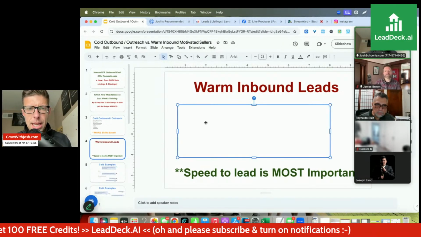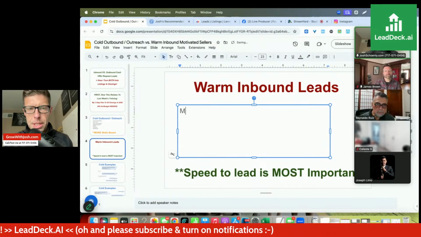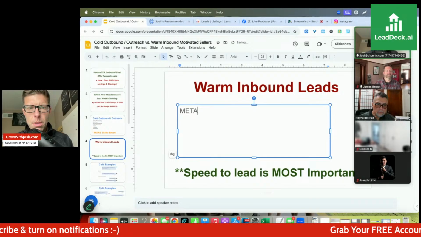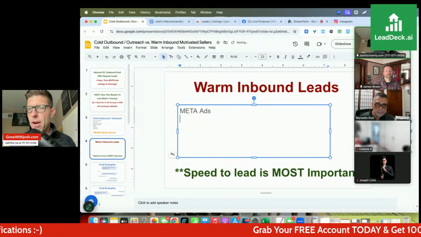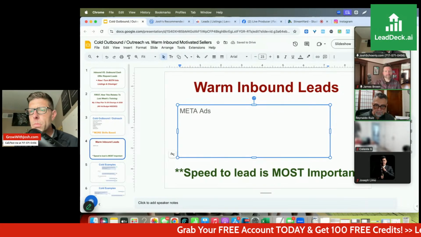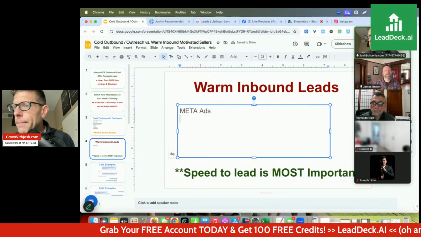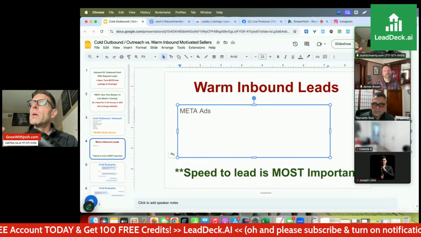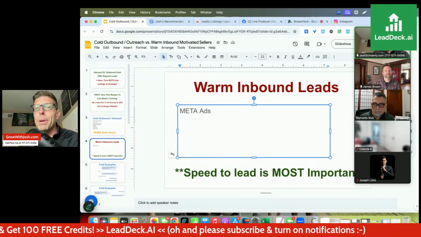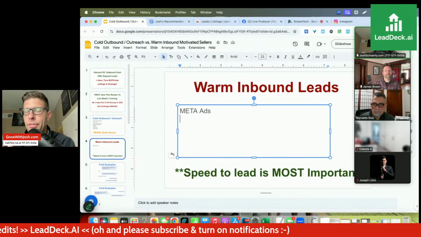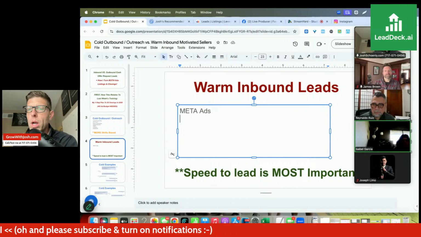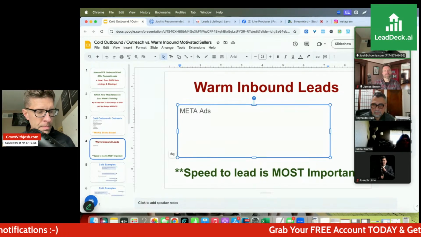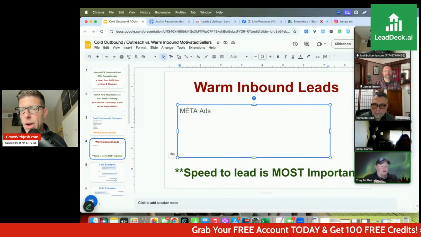Facebook ads. I'm just going to say meta, because it's kind of one and the same. Meta ads, perfect. What else? Landing pages. Well, that's where they would go to fill something out. But where can we get them from? In other words, what are the sources of those warm inbound leads? And it could be specific or generic.